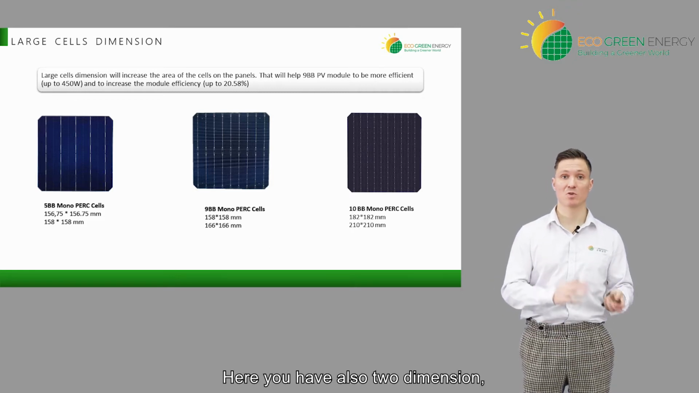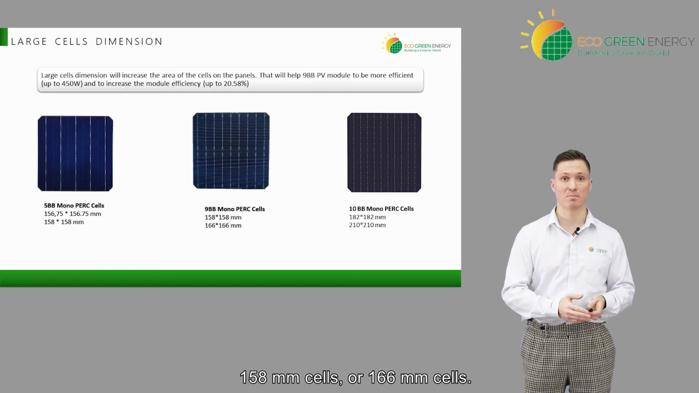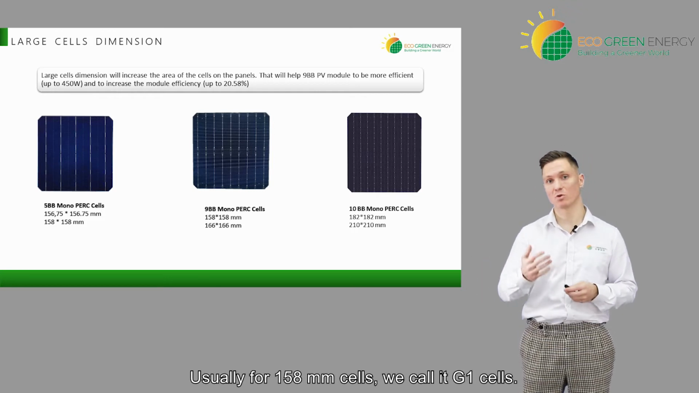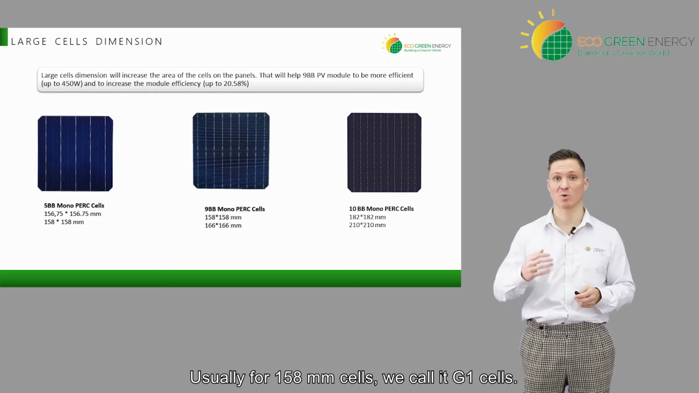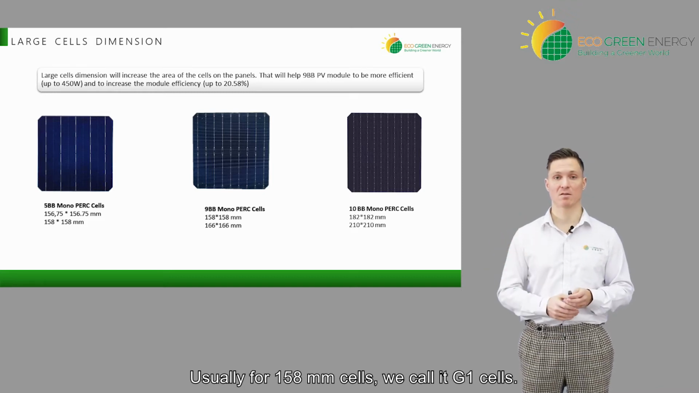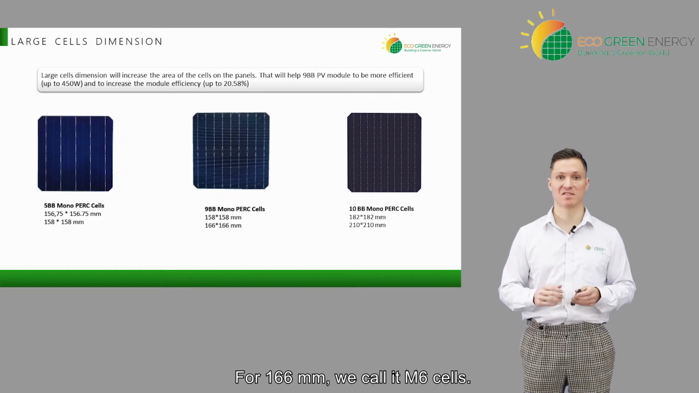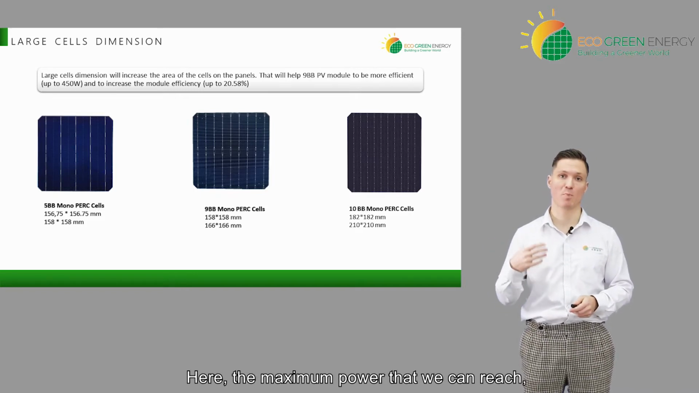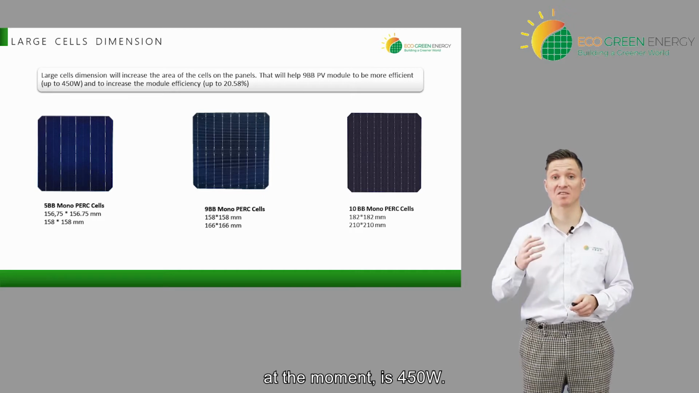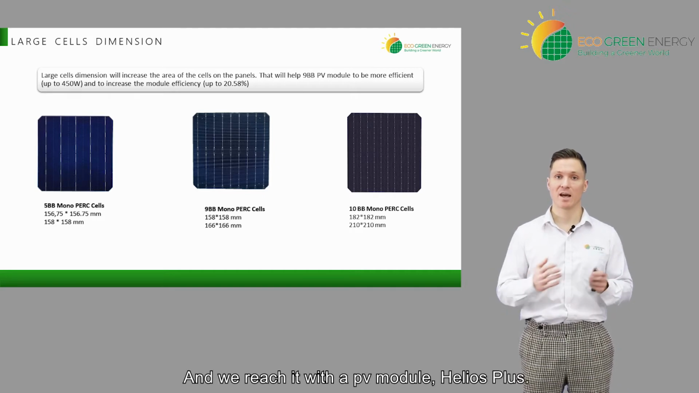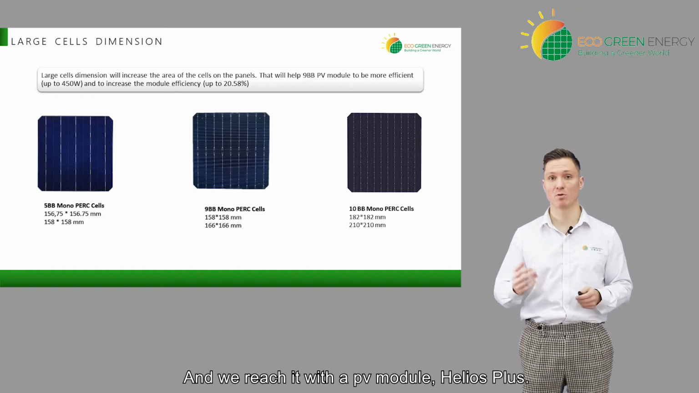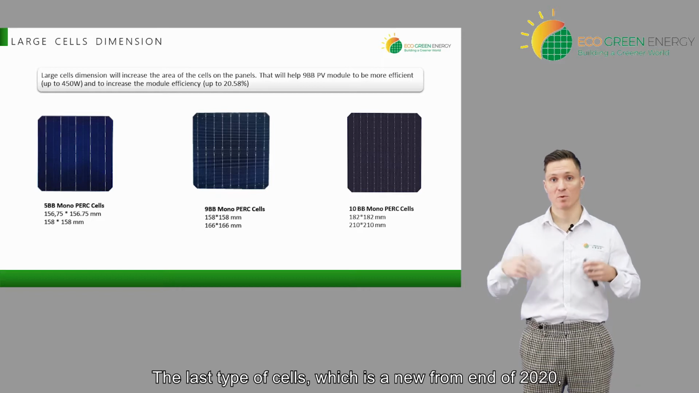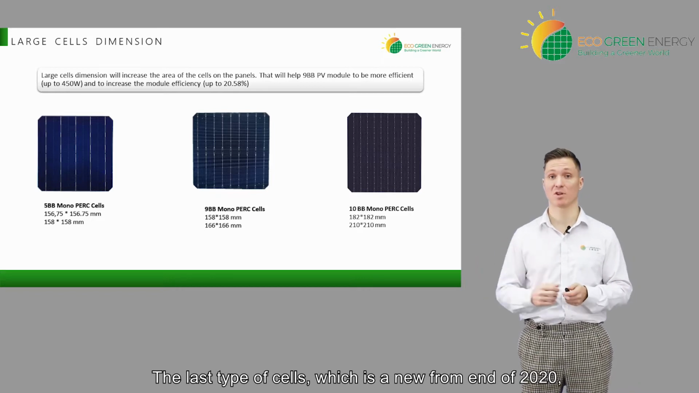Then the second type of cells is the 9 busbar cells. Here you have also two dimensions, 158 mm cells or 166 mm cells. Usually for 158 mm cells we call it G1 cells, and for 166 mm we call it M6 cells. Here the maximum power that we can reach at the moment is 450 watts, and we reach it with a PV module Helios Plus.